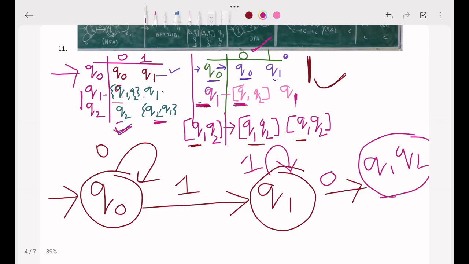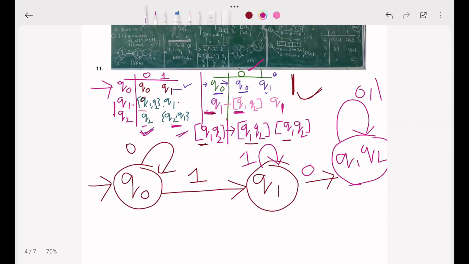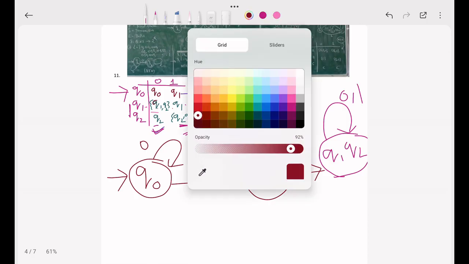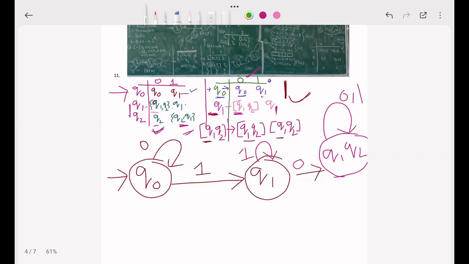Q1 is also covered. Now the last one is this one. For Q1, Q2, on 0 and 1 I am going to a self loop. This is the final answer. Now you can see this is a DFA.